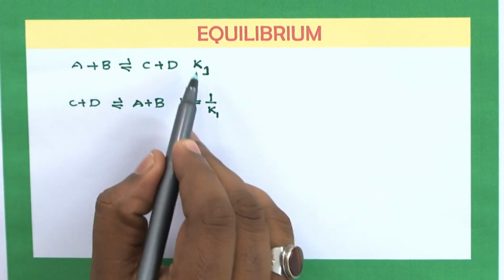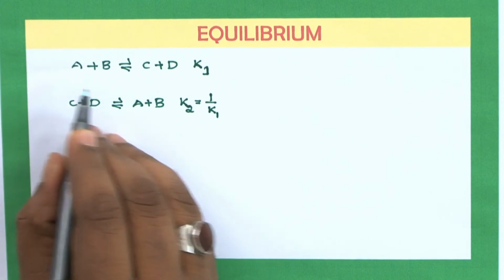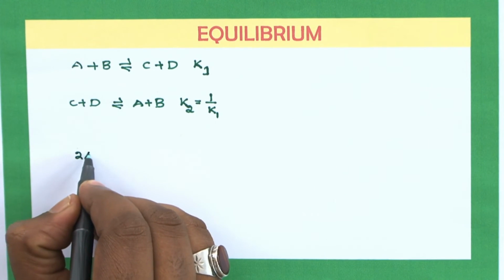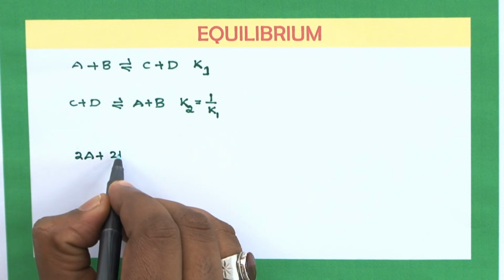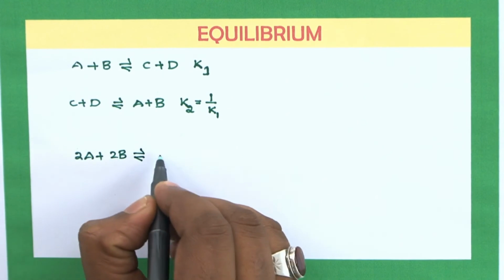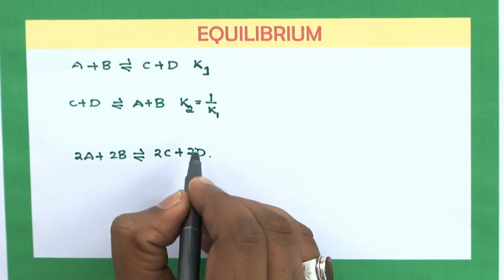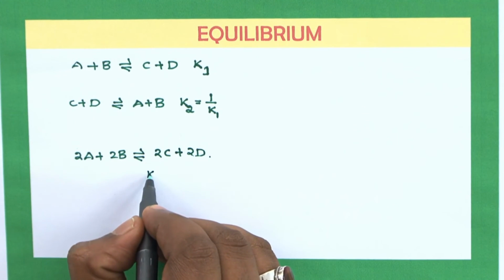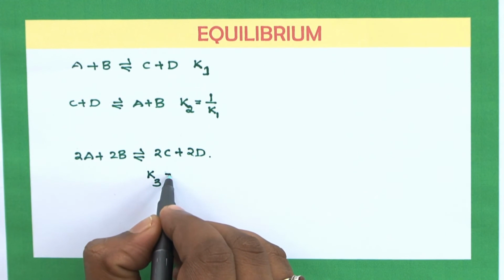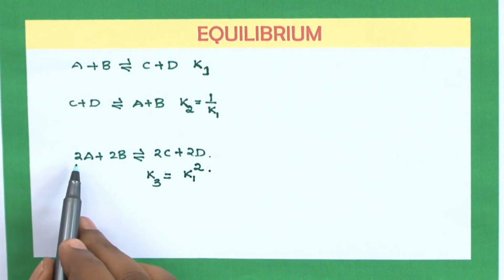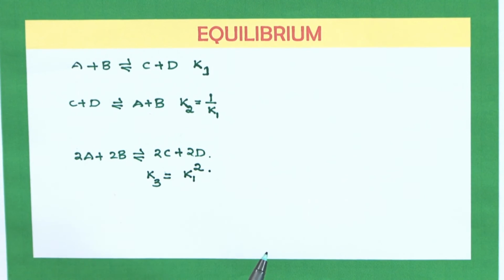If I multiply this reaction by 2, let us consider the reaction multiplied by 2. It becomes 2A plus 2B in equilibrium with 2C plus 2D. Let the new equilibrium constant be K3. So K3 will be equal to K1 raised to 2. So if you multiply it by 2, the same stoichiometry appears as power.